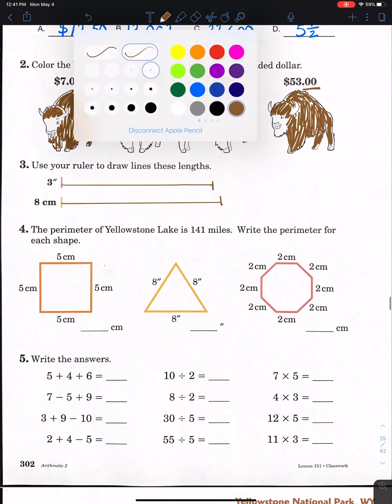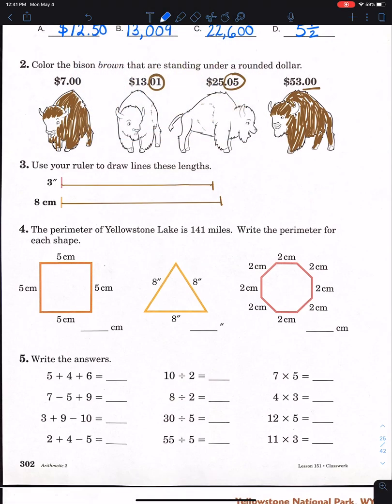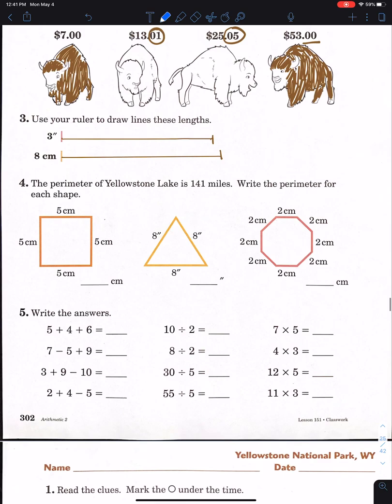All right, I'm going to change back to my favorite blue color, and then we'll do number 4. The perimeter of Yellowstone Lake is 141 miles. That means the distance around the outside edge of Yellowstone Lake is 141 miles. Write the perimeter for each of these shapes. So first we have a square. Each side is 5 centimeters long.